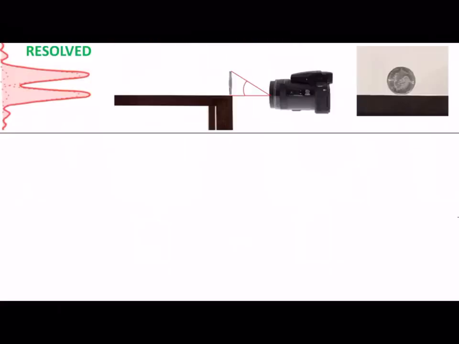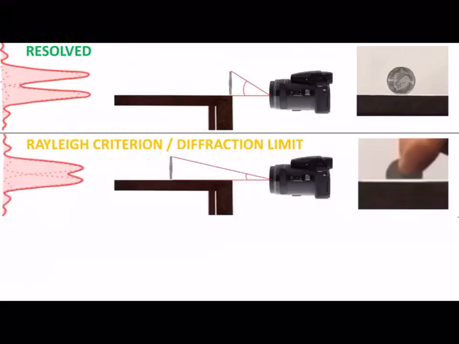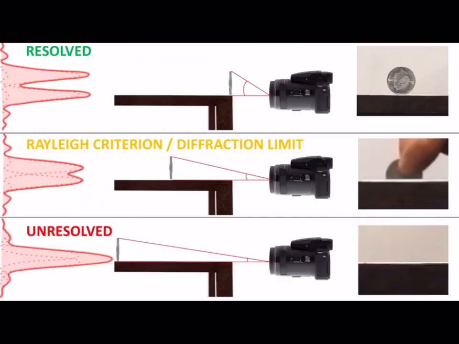So relating this to my observation, when the coin is closer to the camera, it is fully resolved. As you start moving the coin away from the camera, it meets the Rayleigh criterion, or the diffraction limit, and this creates a smaller angle, making the coin disappear bottom up. And when you move the coin further away, it becomes fully unresolved.